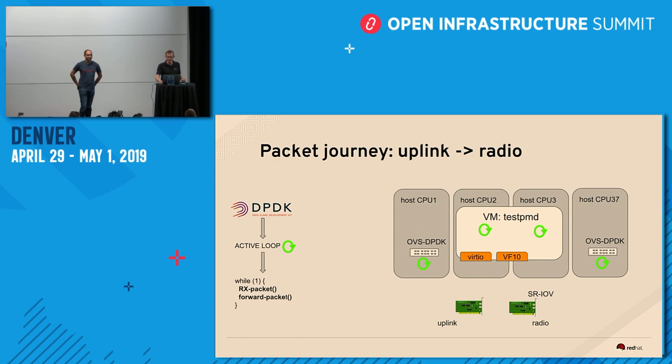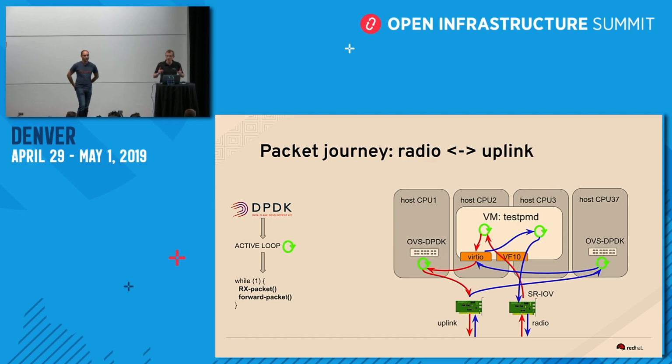Now, uplink to radio. The packet is arriving on the uplink NIC, which is polled by OVS DPDK this time, which is pushing the packet to virtio. From OVS DPDK, that's the TX queue. From the VM, that's the RX queue. It matters. Then the virtio queue is polled by the other PMD, because there is one rule with DPDK applications: one queue per PMD, in order to avoid locks. Then it's sent back directly to the SR-IOV. So if you put the two flows, we are going to inject two flows, this is the packet journey.